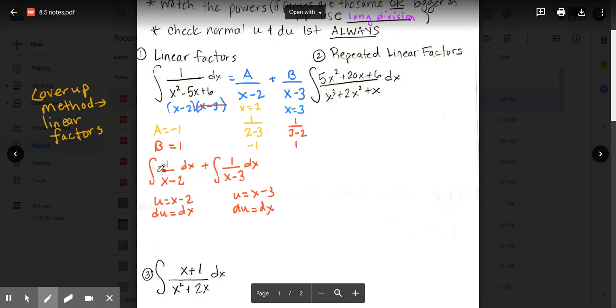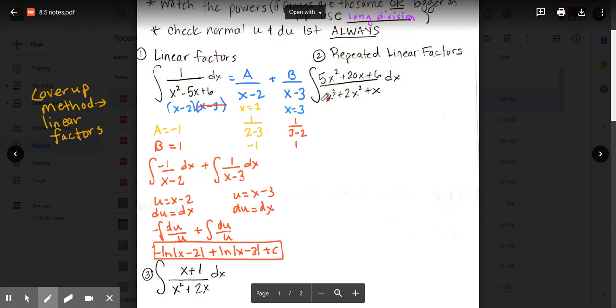All right, this first one here, you can pull out the negative. You get du over u. Plus the second one, when you integrate, you get du over u. Okay, and both of these become the natural log of the absolute value of u plus c on the end. There you go. Okay. All right. The next one.